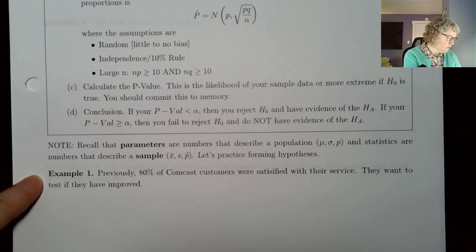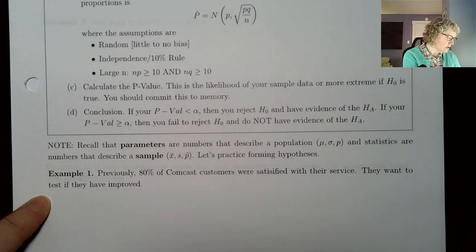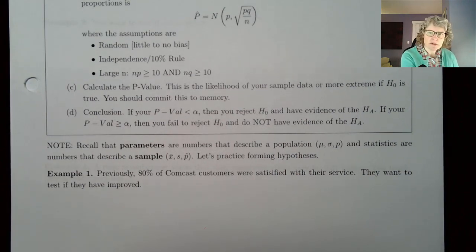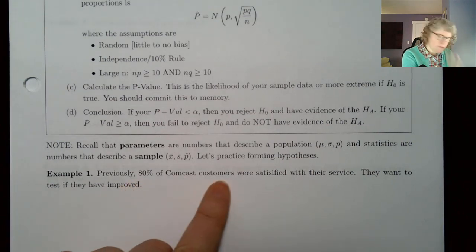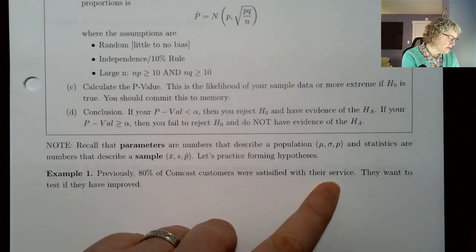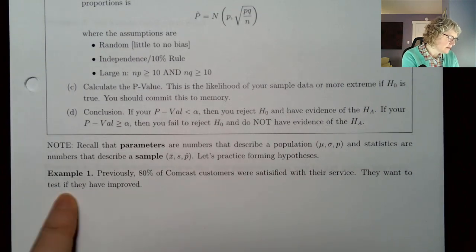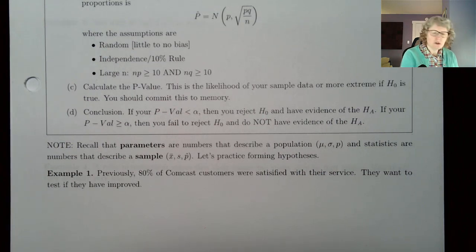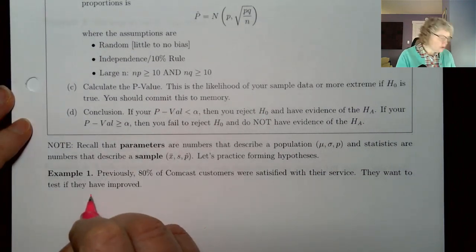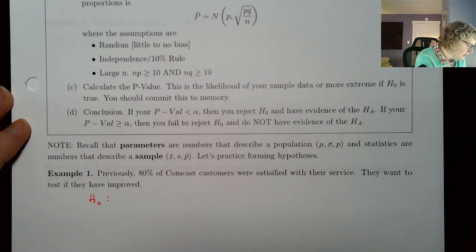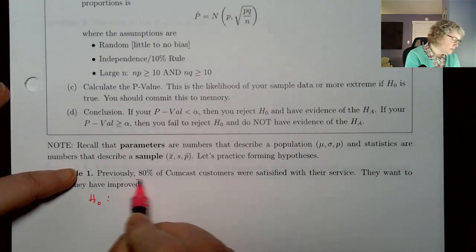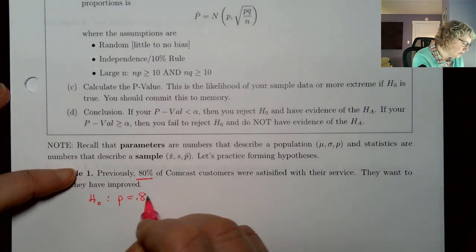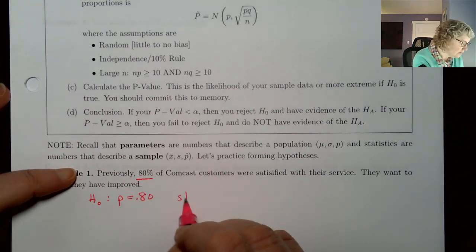I do want to do example 1 here, which is just writing out our hypotheses. It says practice writing out the hypotheses. 80% of Comcast customers were satisfied with their service. They want to test if they've improved. Remember that our null is the status quo, or no change. So our null, H0, and we're talking about a proportion, we have a percentage here, is p equals 0.8, or 0.80, either one is fine.